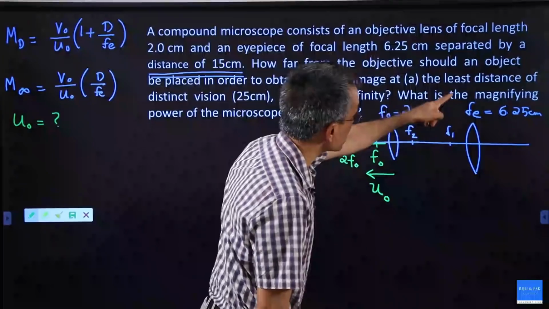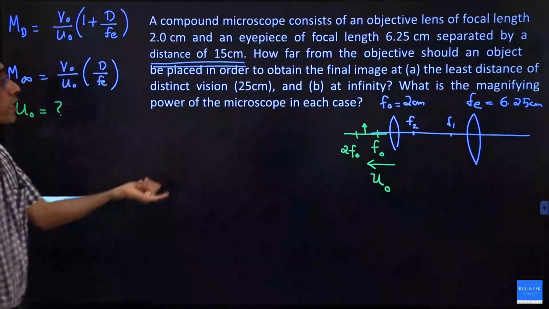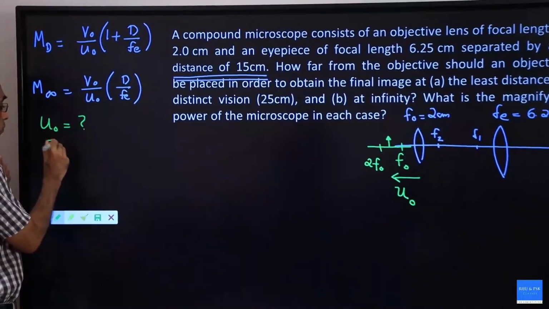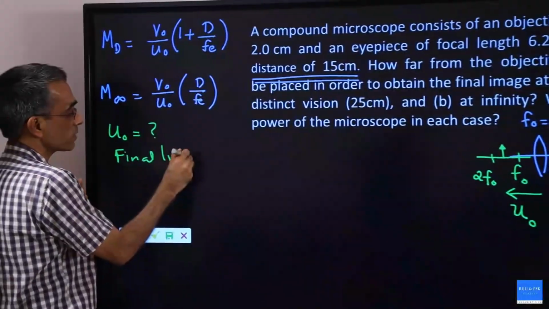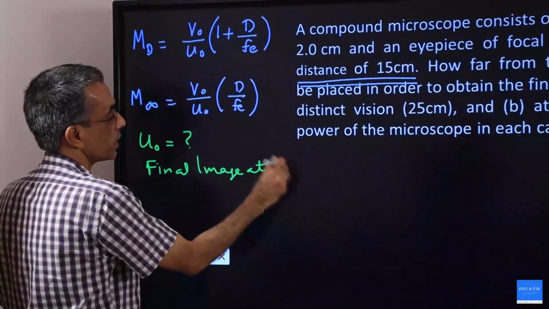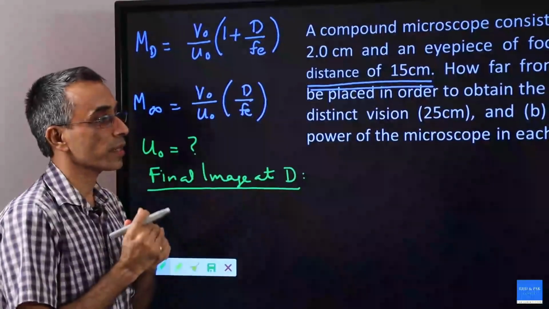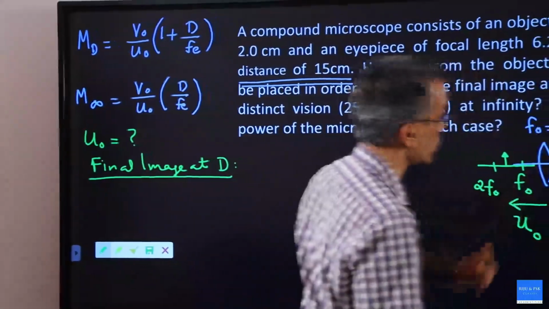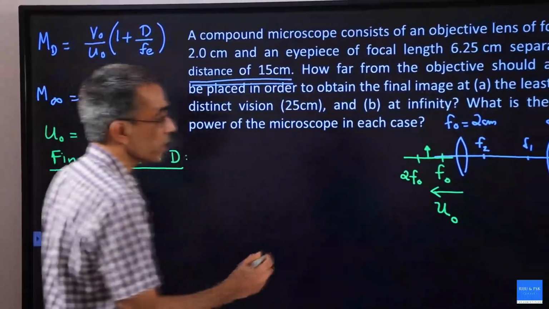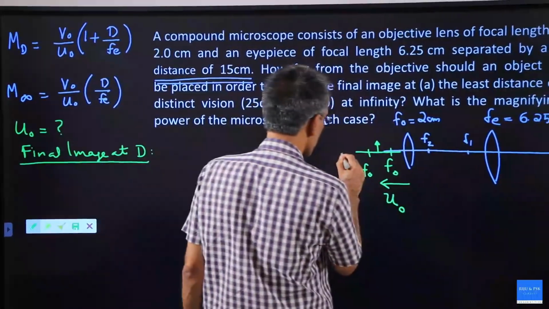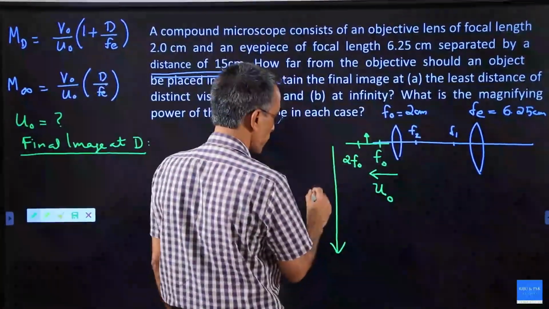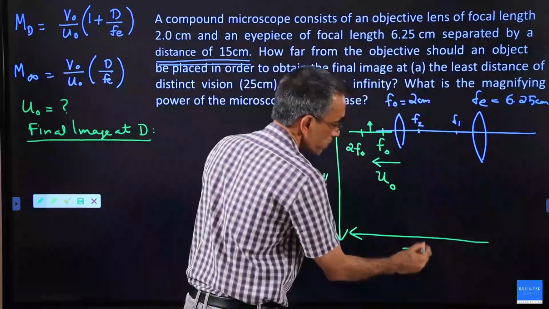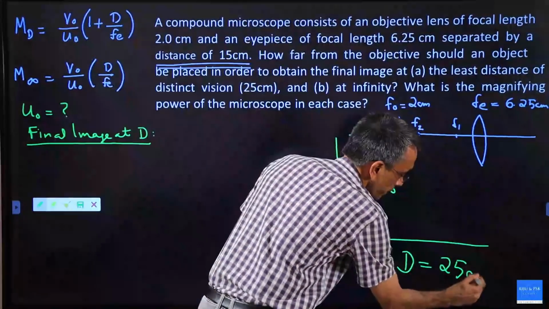When the final image is at D, and the second case, where the final image is at infinity. So, let us say the final image is at D. Who produces the final image? The final image is produced by the eye lens. Assume this is the final image, which I will call H double dash. This distance is what we call D, which is equal to 25 centimeter.